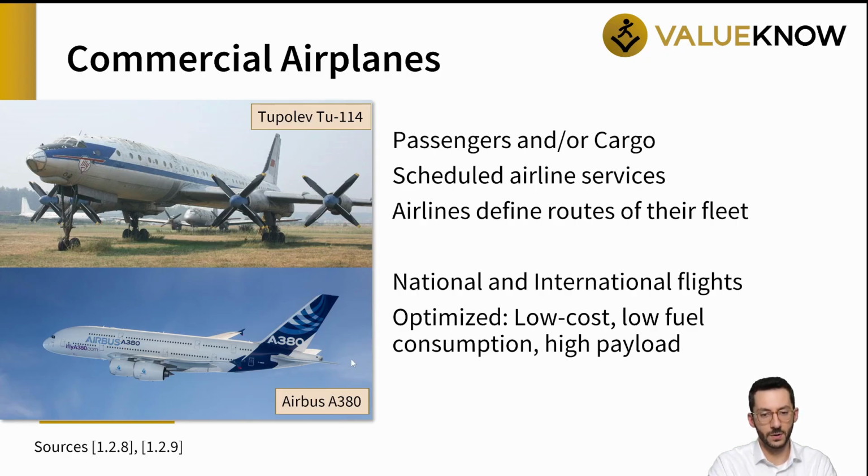In contrast, the Airbus A380 represents modern commercial aviation, optimized for low cost, low fuel consumption, and high payload capacity. The A380 is the world's largest passenger airliner, designed to carry up to 850 passengers. This aircraft is a key example of how commercial airplanes are optimized to meet the demands of both airlines and passengers, balancing cost effectiveness with the need for comfort.